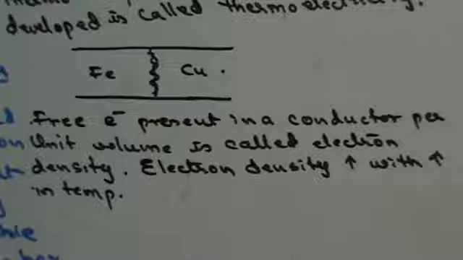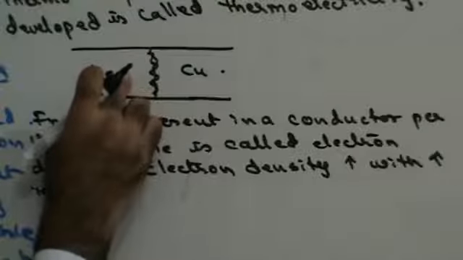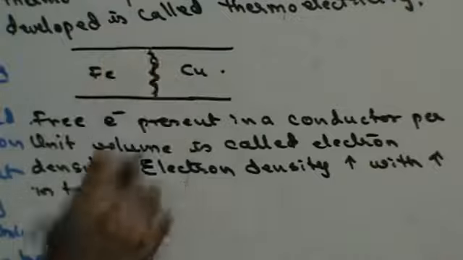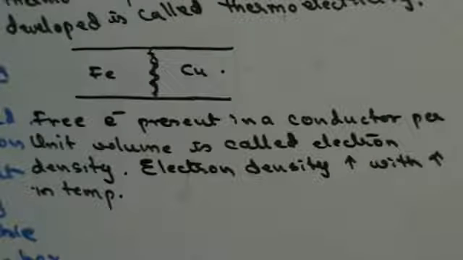Now, when a thermocouple is formed by welding the ends of two metallic wires of different metals, the electrons from the metal having greater electron density diffuse into the other metal having low electron density. If I have two different metallic wires, obviously the electron densities will be different. If I fuse the two wires together by welding them, electrons from the metal having higher electron density will diffuse into the material having low electron density.